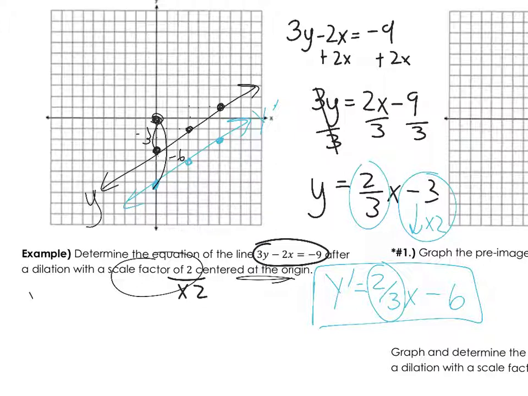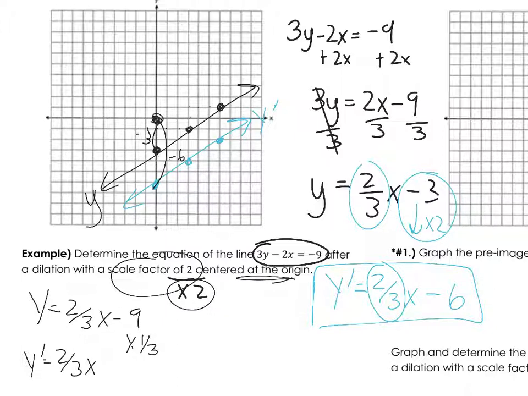So if I multiply y equals 2/3 x minus 3 by something other than 2, let's say a scale factor of 1/3, I would get y prime equals 2/3 x minus 1. Minus 3 times 1/3 would be minus 1. It would move closer to the origin. So when I multiply by a number greater than 1, it moves farther away from the center. When I multiply by a number less than 1, it's going to move closer to the center.